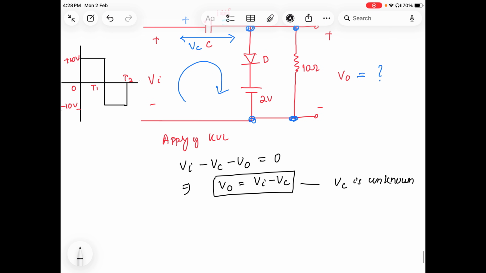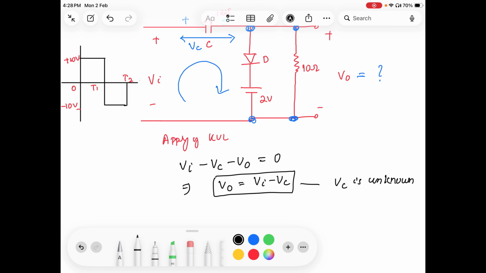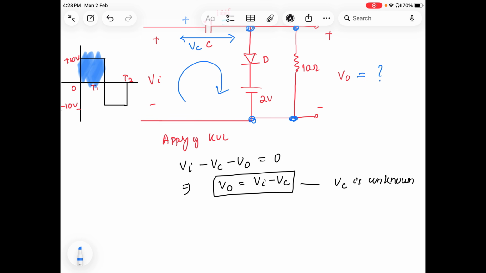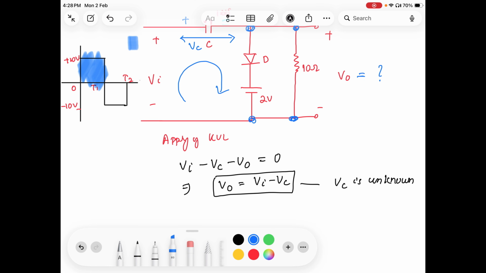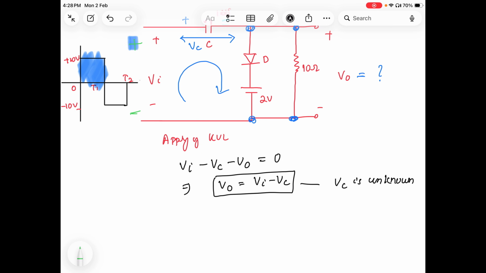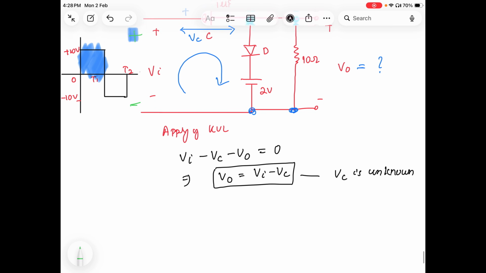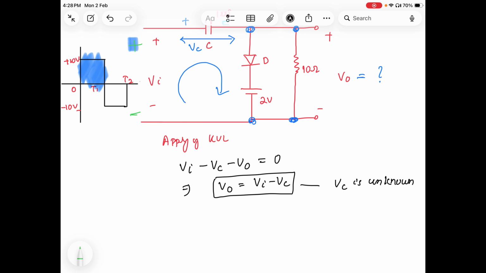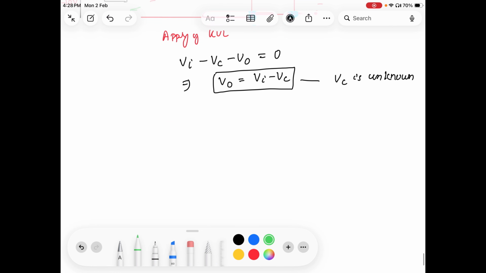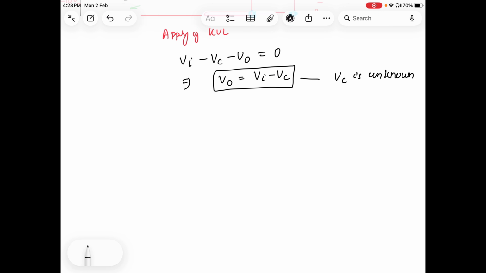As I told before, the capacitor only charges when the diode is forward biased. In this input waveform, the diode will be forward biased when we have the positive half. When I have a positive half, I put this side positive and this side negative. If we redraw this diagram, the diode will be forward biased and short circuit. So let me redraw this diagram; it will look like this.